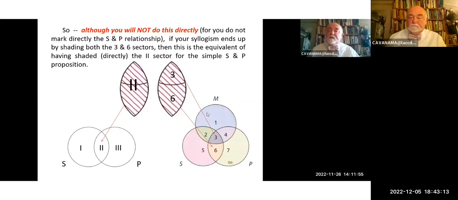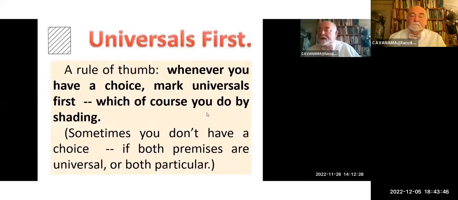Well, you won't do this directly. If your syllogism ends up shading both the 3 and 6 sectors, this is the equivalent of having shaded directly the 2 simple S and P properties. If in the end the result is the same, it's the same. And we're going to see an example or two of this, where we're going to shade sector 3 in one operation, and we're going to shade sector 6 in another operation. But together, the result is both 3 and 6 are shaded. So therefore, the entire Roman numeral 2 area is shaded. And that bears on a decision whether we have valid inference or not. Okay, another rule of thumb here. Excuse me.